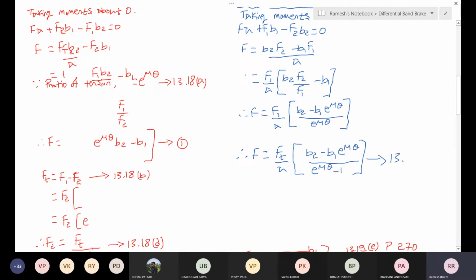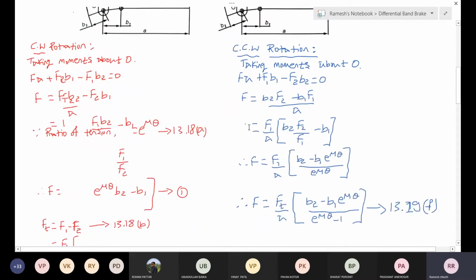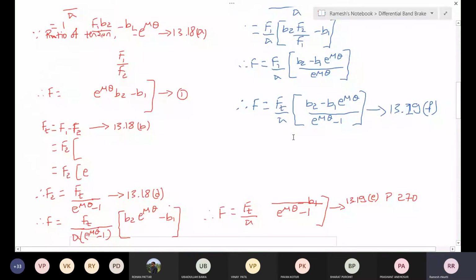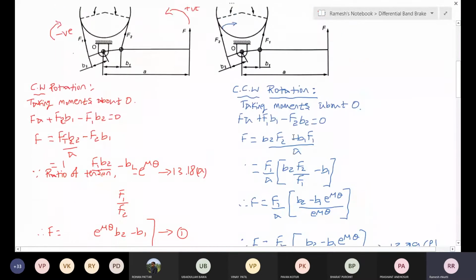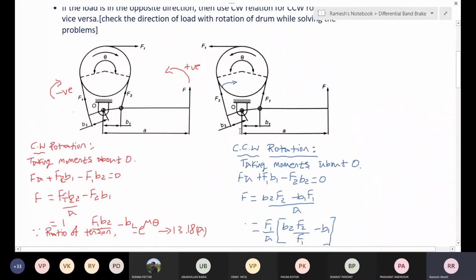It is 13.19, sorry, 13.19 F. This is for counterclockwise rotation. Now, whatever the equation we have obtained, that is 13.19 F, the important thing is that while solving the problem, you need to keep in mind that there is a condition called self-locking.